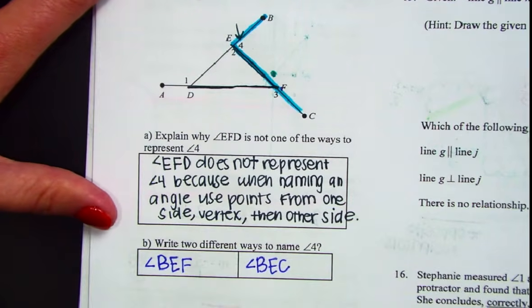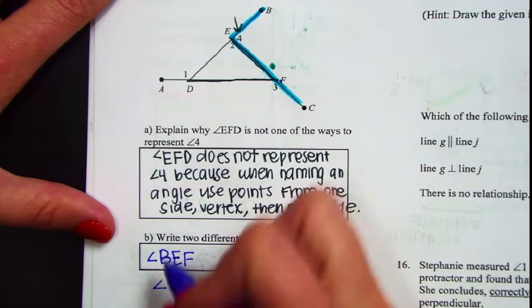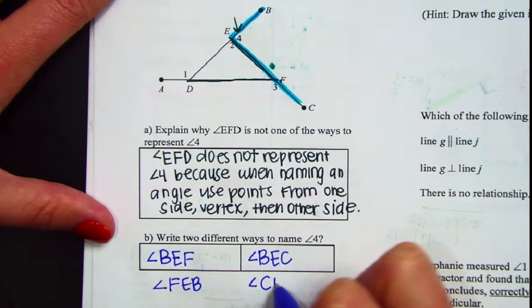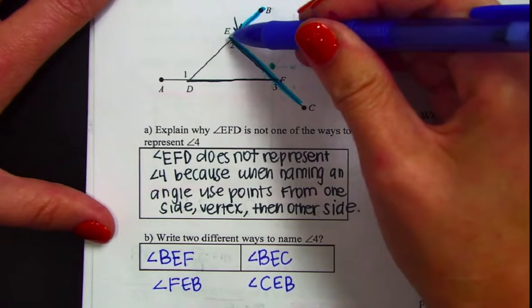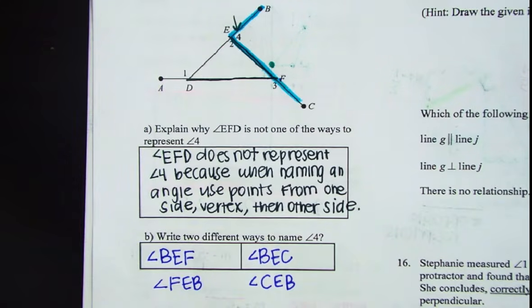And then we'll add in a couple more, even though they want two ways. You can just switch the order and say FEB, and switch the order here and say CEB. But E has to be the letter in the middle of the three letters because that is where the vertex of the angle is.